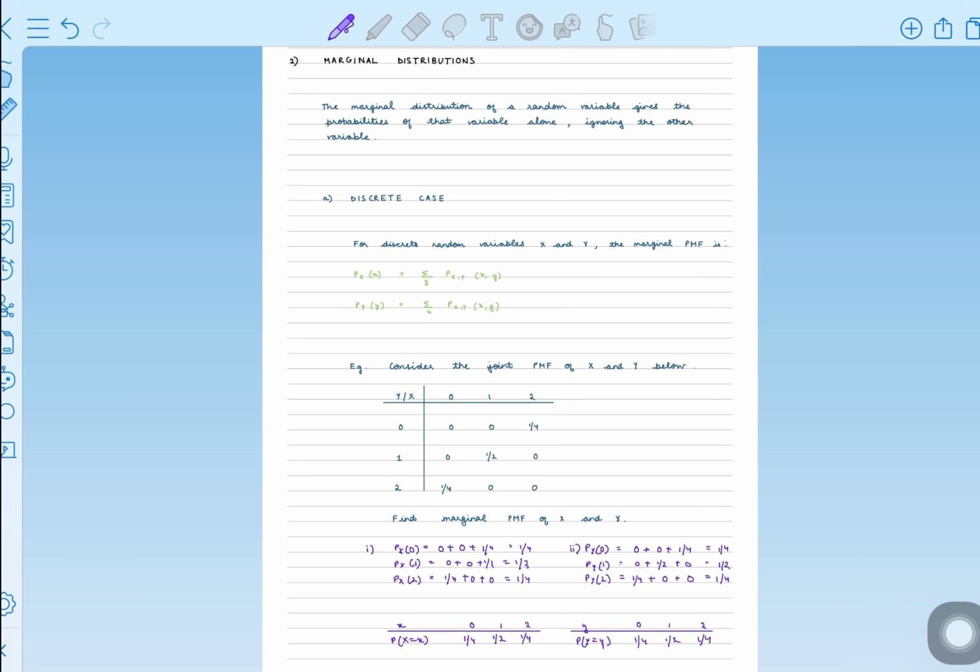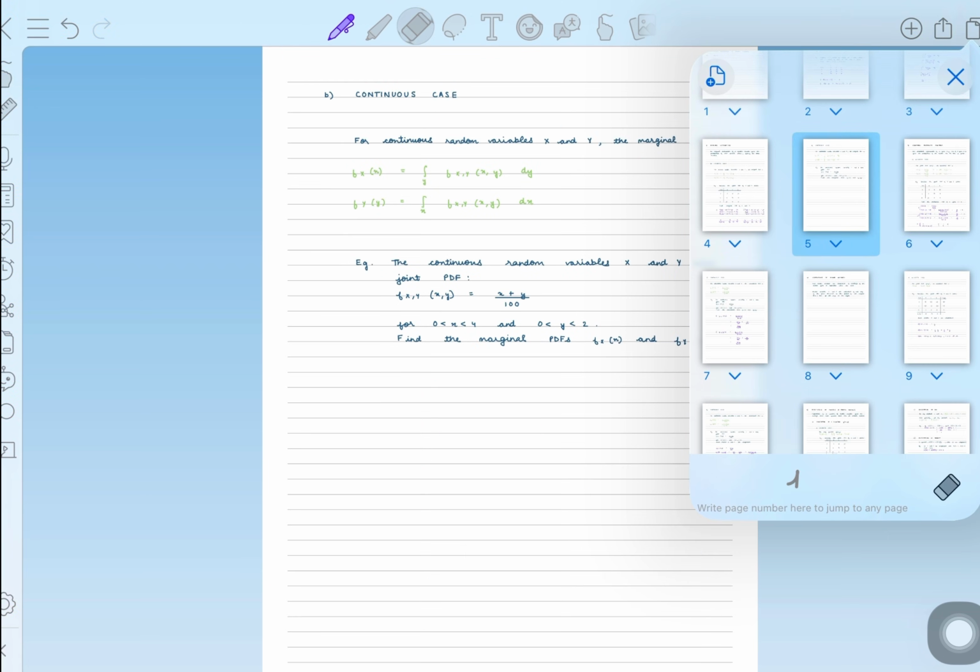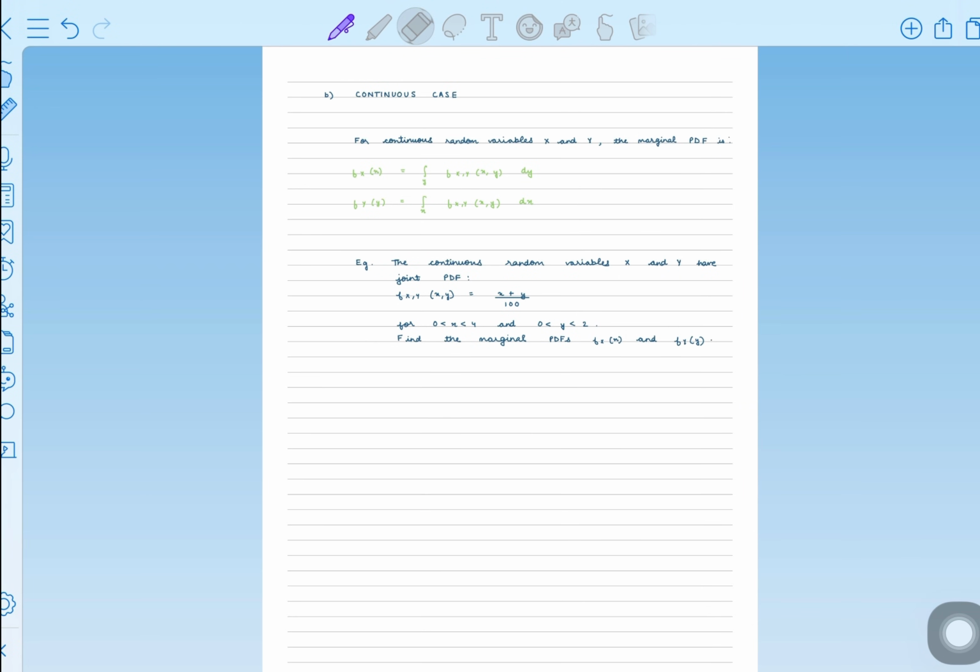We move on to the continuous case. For continuous random variables x and y, the marginal PDF is given by, for the marginal PDF of x, we take the joint PDF and integrate it with respect to y. For the marginal PDF of y, we take the joint PDF and integrate it over the range of x.